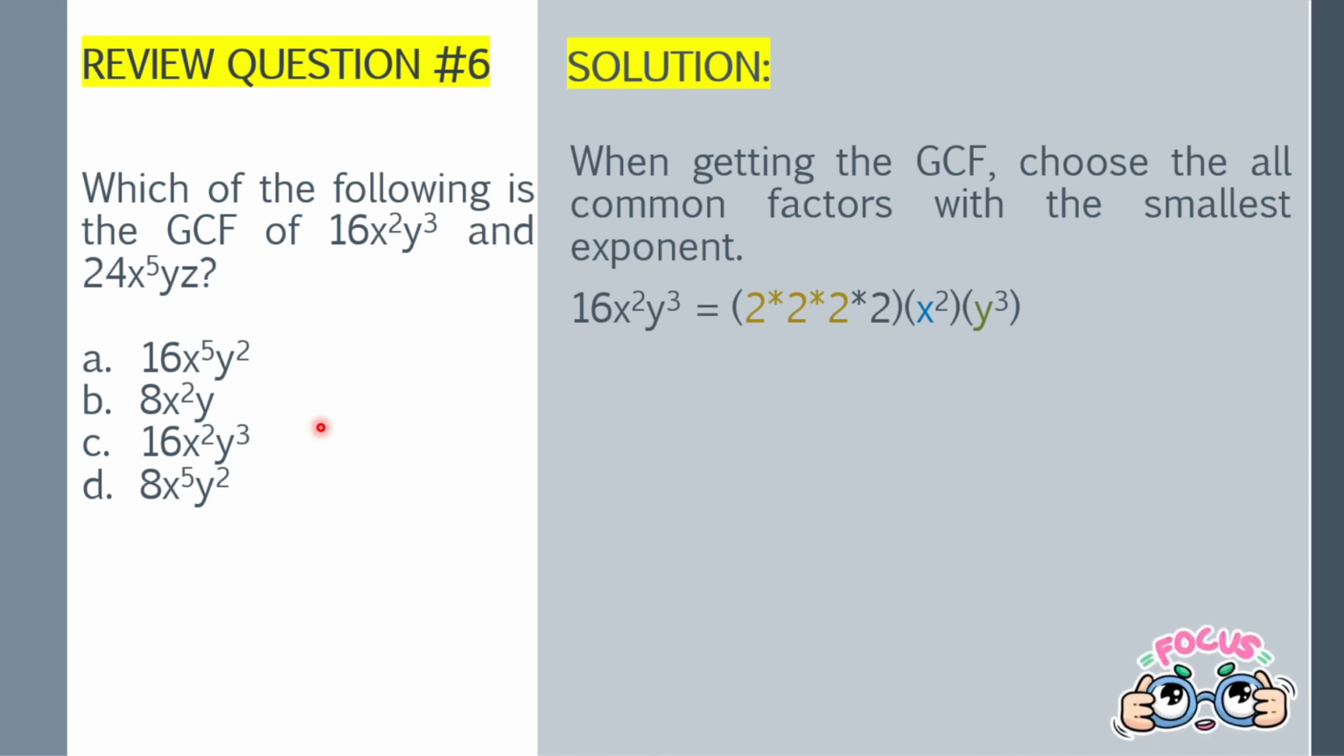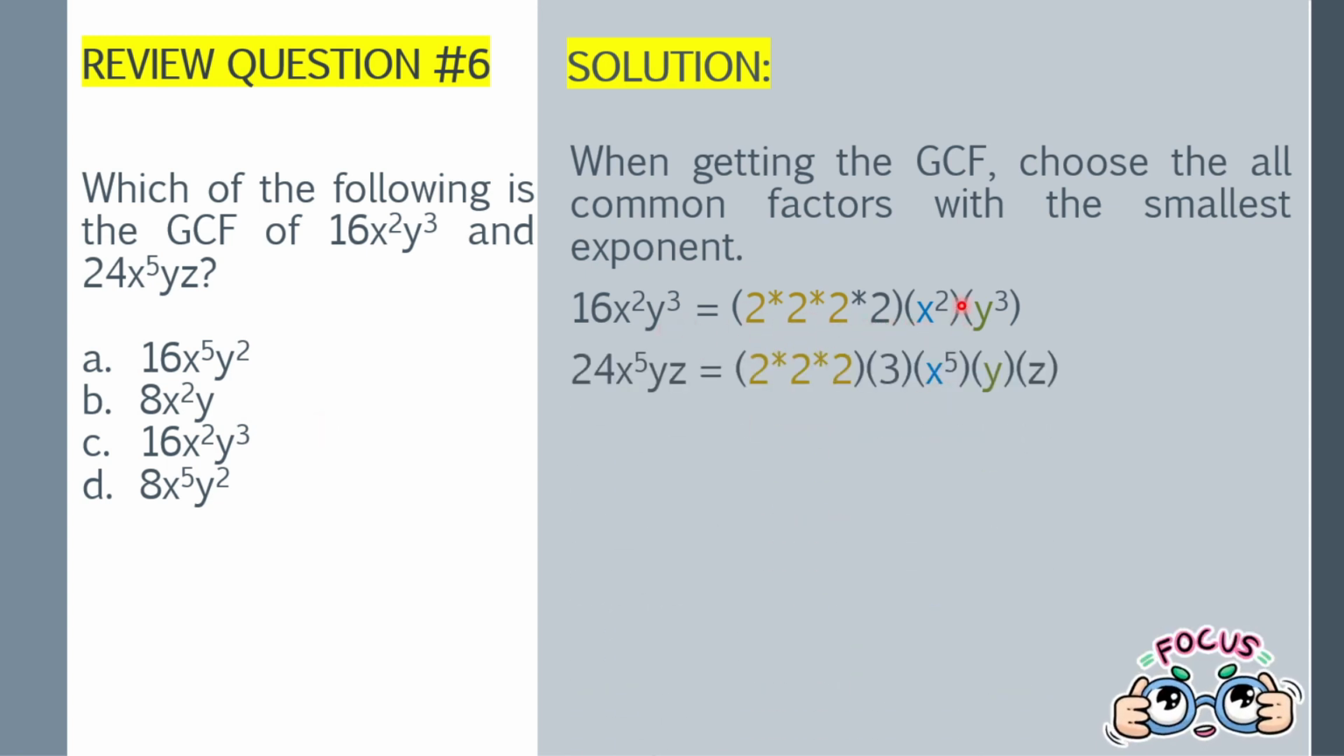Okay? So, say for example, 16 can be written as 2 times 2 times 2 times 2 times x squared y cubed, and 24x to the 5th yz can be written as 2 times 2 times 2 times 3 x to the 5th yz. So, same as getting the GCF of numbers, the only common numbers, the greatest common, is 2 times 2 times 2. So, therefore, we have 8 for the number. For the letters, the smallest exponent will be the GCF. So, which is smaller, squared or 5? That is x squared.